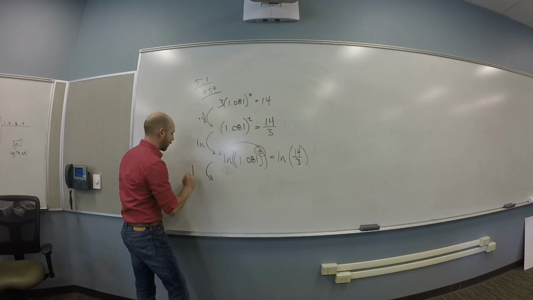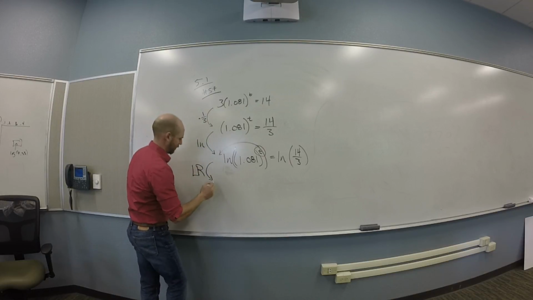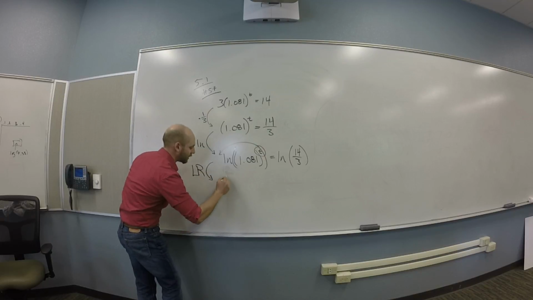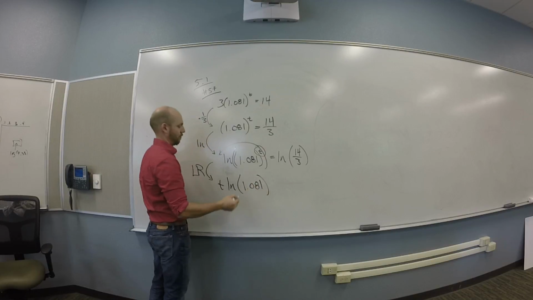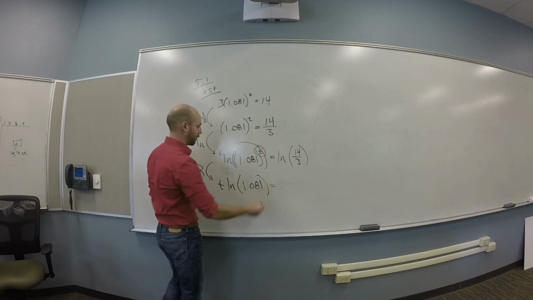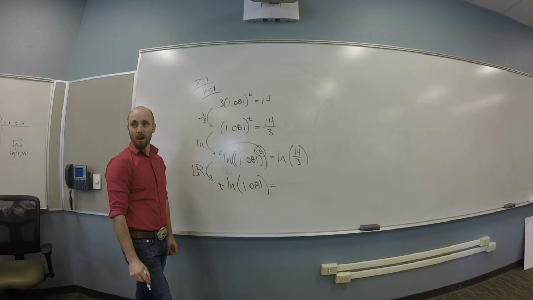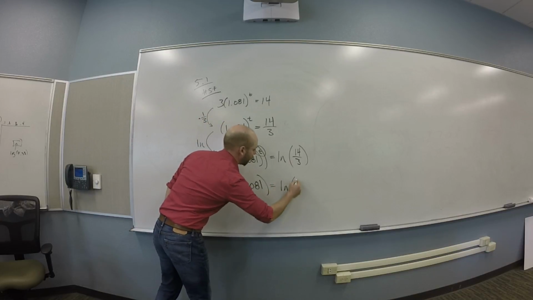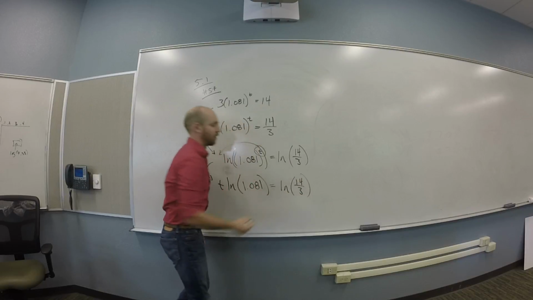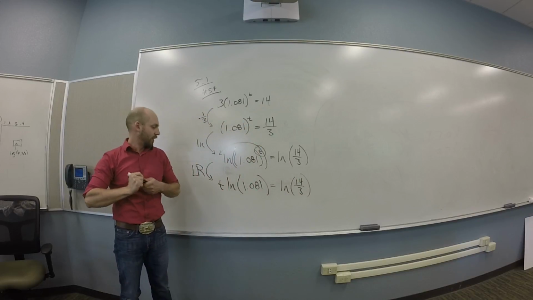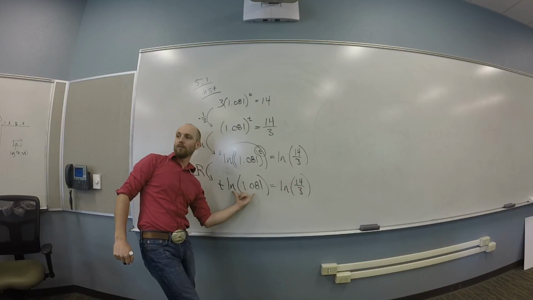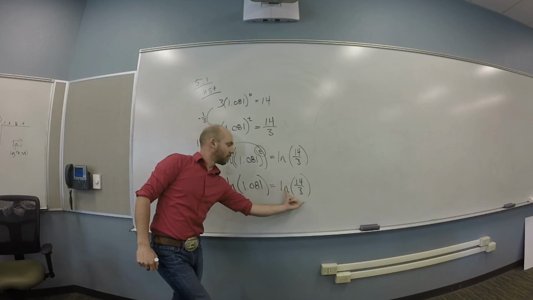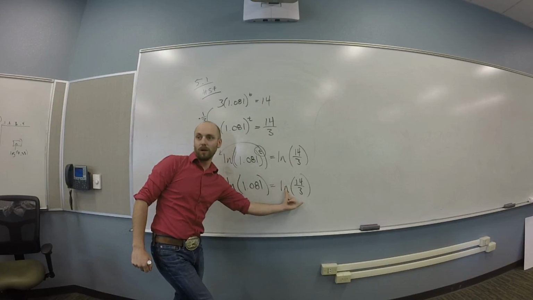So this step will be a log rule. Need a better symbol for that. So you got t times natural log of 1.081 equals natural log of 14 over 3. Okay, so categorically, what is this thing? A number. Good. Log of 1.081 is a number. What's the log of 14 over 3? That's also just a number, right?